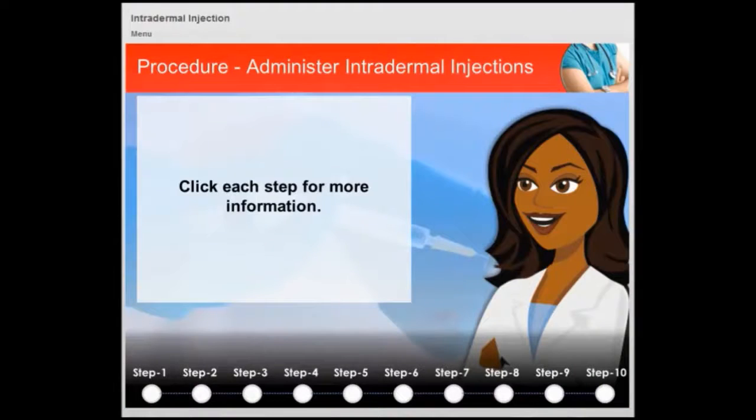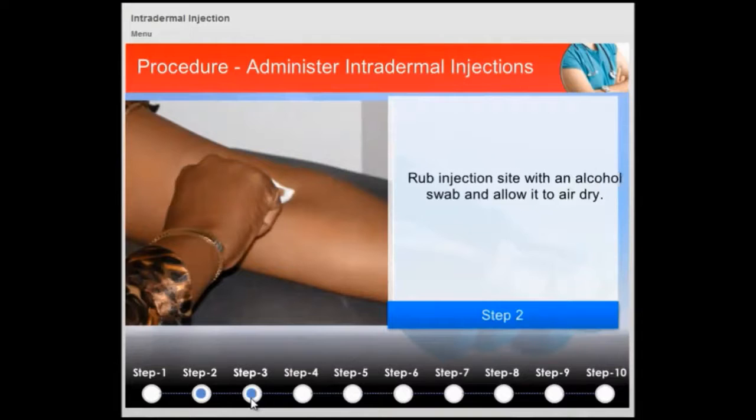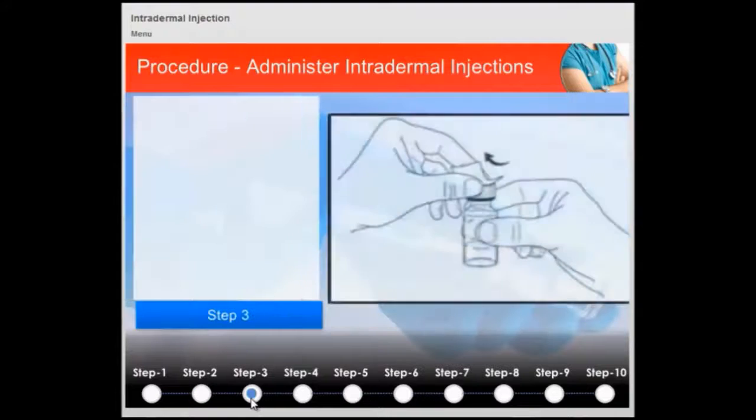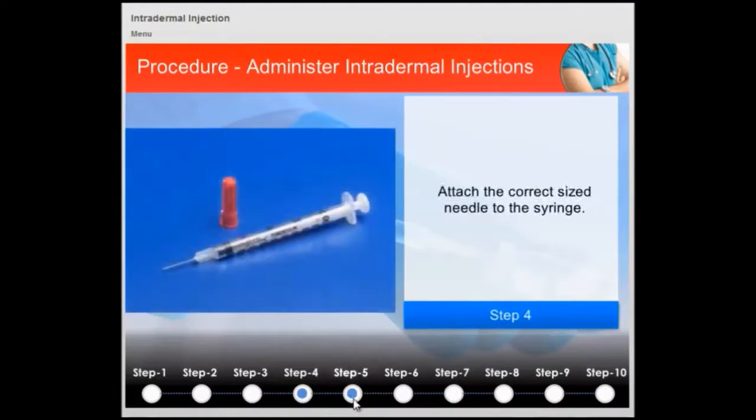Now you should do the following. Click each step for more information. 1. Select the site, the forearm, the upper chest, the upper arm, or shoulder blades. 2. Rub injection site with an alcohol swab and allow it to air dry. 3. Use another alcohol swab to clean the stopper of the medicine ampule or bottle. 4. Attach the correct size needle to the syringe.